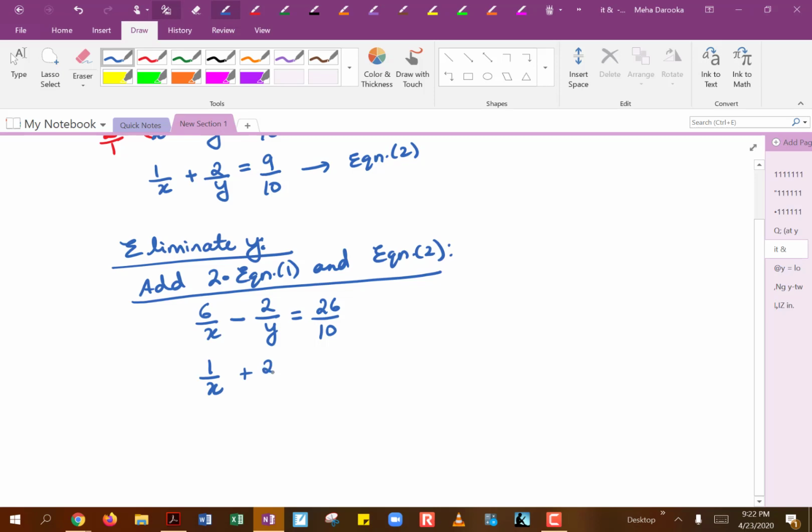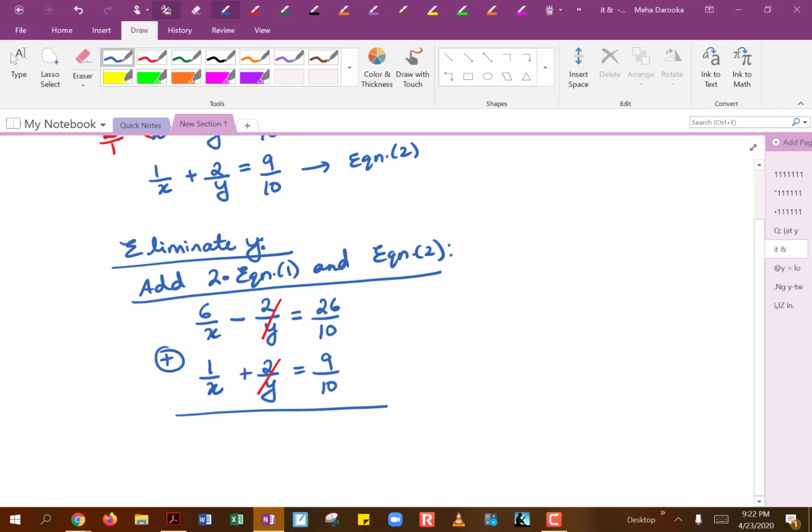We'll keep our second equation as it is, no changes. So 1 over x plus 2 over y equals 9 over 10. And then of course we're adding both equations. Here you will see once we multiply the first equation by a positive 2, now I have negative 2 over y and positive 2 over y, which will end up canceling each other out.